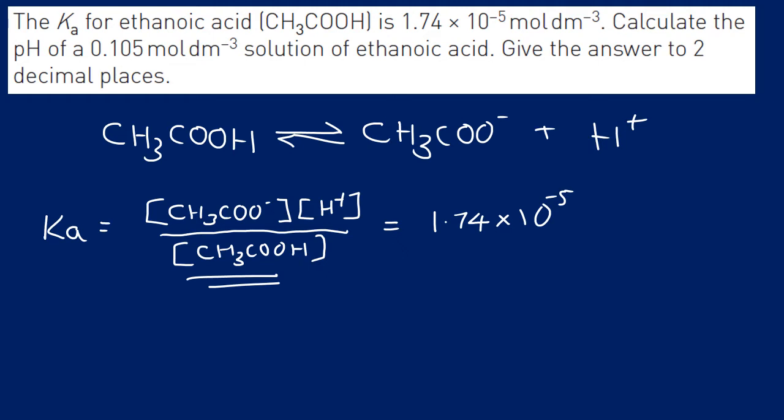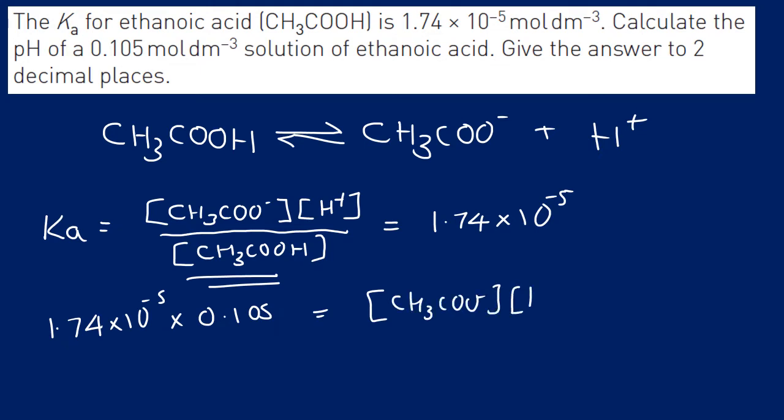So what I'm going to do is multiply 1.74 times 10 to the minus 5 by 0.105, and that's going to be equal to the concentration of CH3COO minus multiplied by H plus squared. We also know that these two are equal, so it's H plus squared, because the concentration of this is the same as the concentration of this, because it dissociates in a 1-to-1.